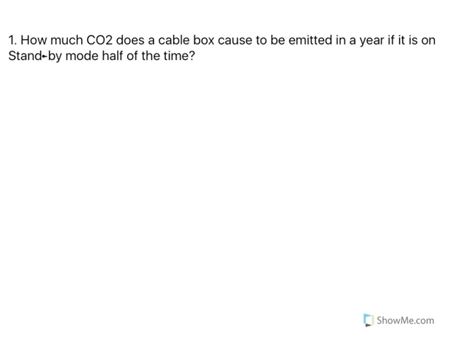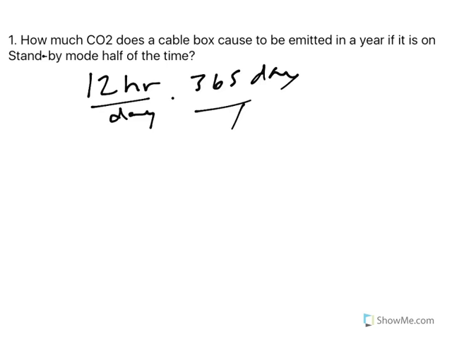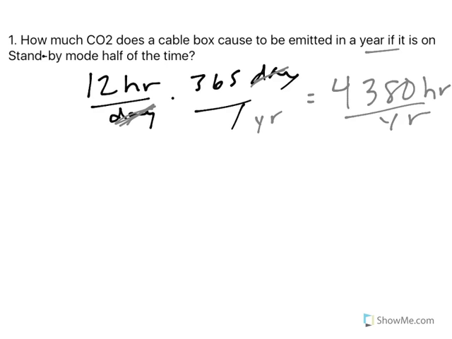Okay, so first of all, how many hours are in a year, and what would half of that be? Because we're talking about half the time. If we think about this, 12 hours a day is half. So if I do 12 hours a day, and there are 365 days in a year, that means there are 4,380 hours in a year. Because we want a year. So this is the hours that I'm going to be using.